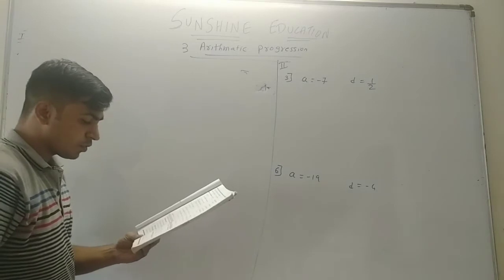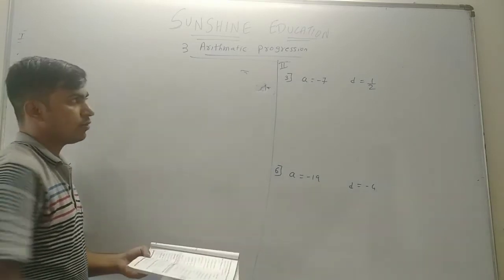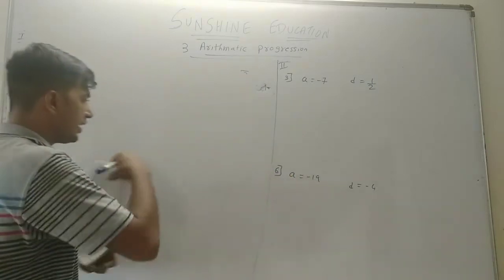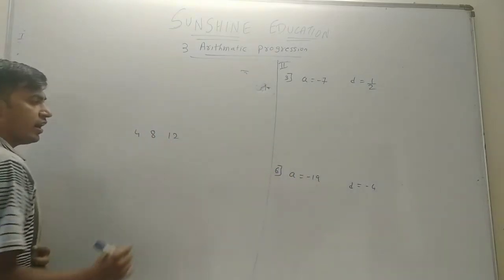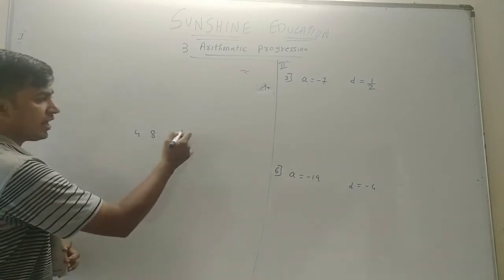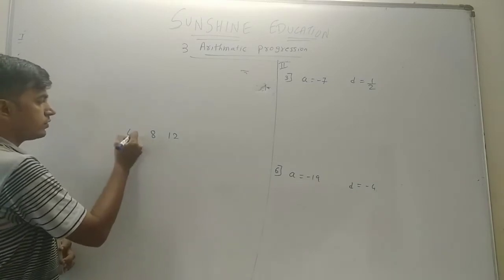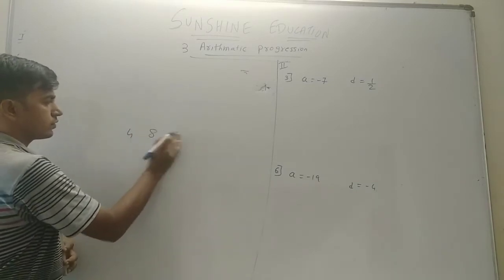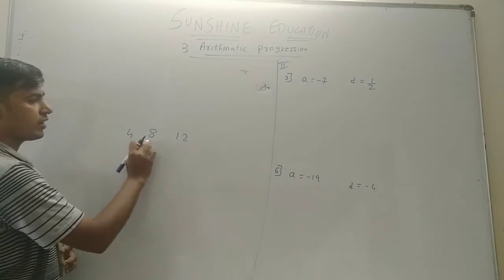Write an arithmetic progression whose first term is a and the common difference is d. So we have the arithmetic progression. See, if I am saying that 4, 8, 12 are in arithmetic progression, what will be the next number? To get the next number we will add the difference. What is the difference over here? We can see the difference is 4. Okay, 8 minus 4 is 4, 12 minus 8 is 4.